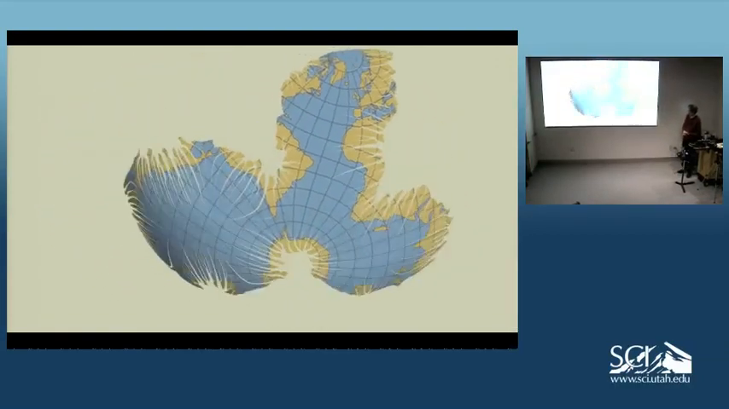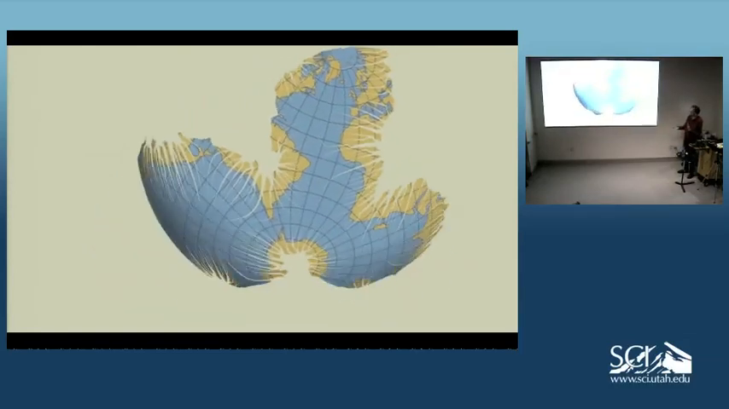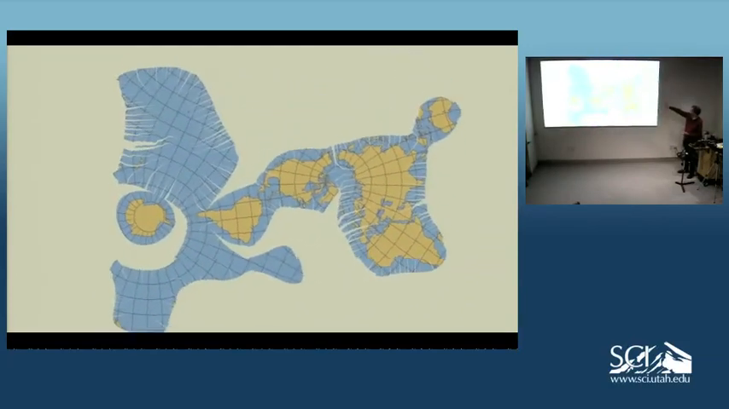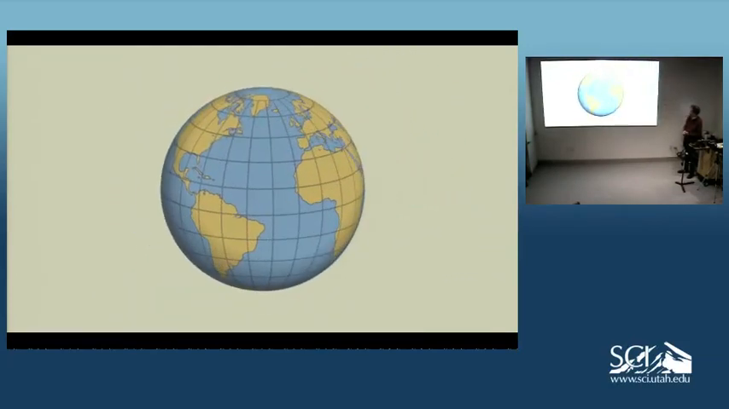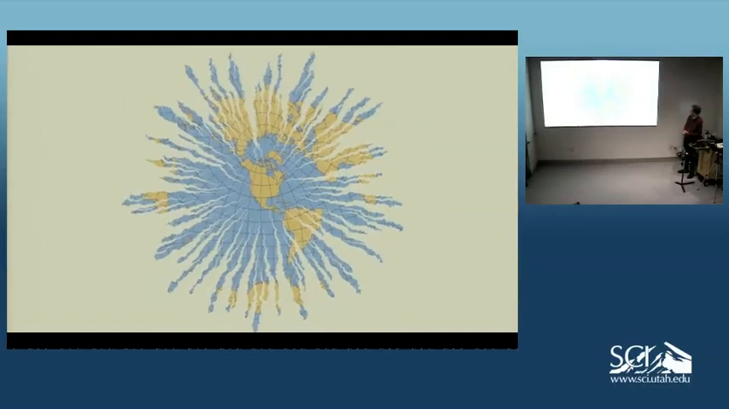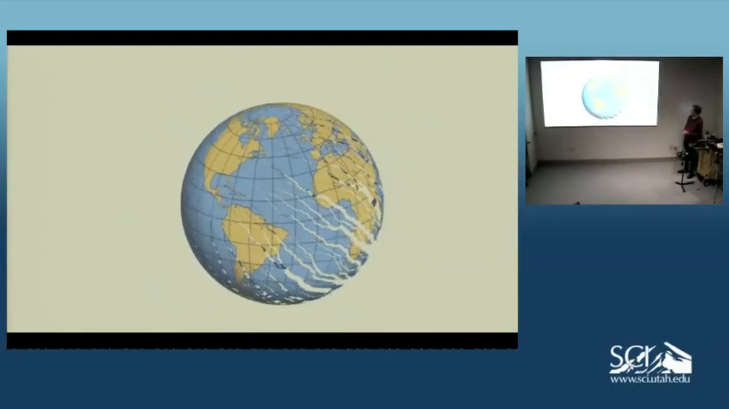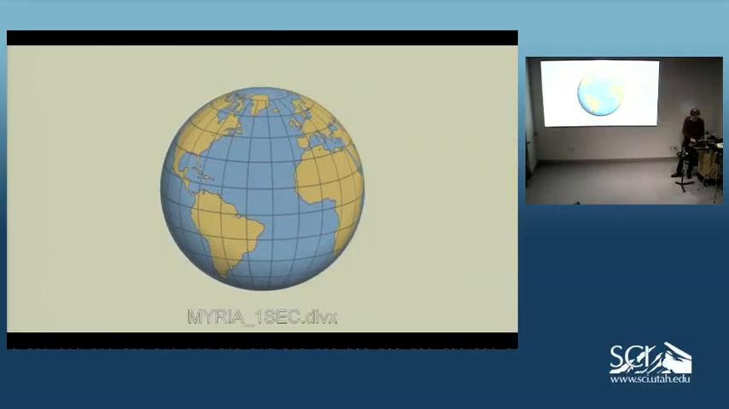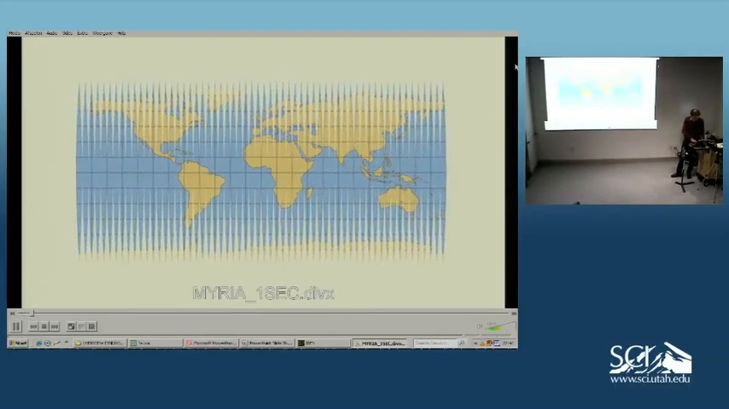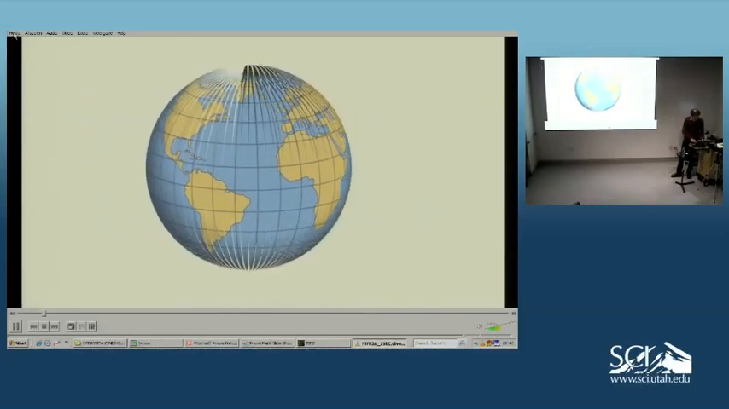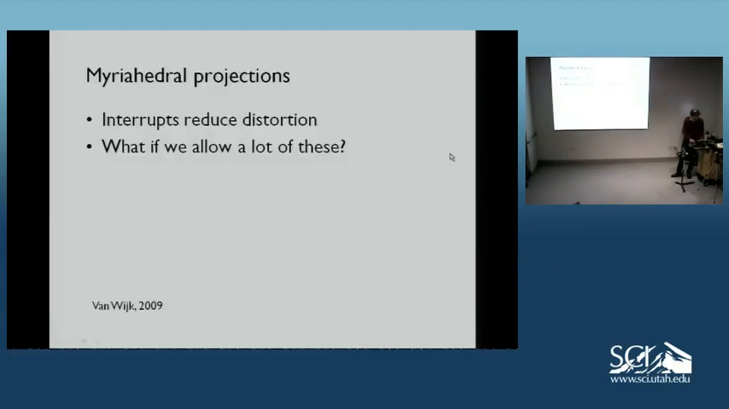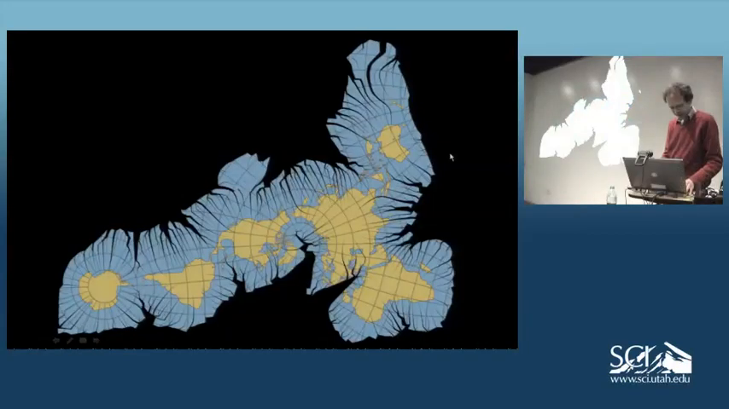You can also do that in different ways by playing around with the weights for the algorithms. Here you see a version in which you see the continents and the oceans split up. You can simulate a kind of torn world with, for instance, Africa in the center. Myriahedral projections.